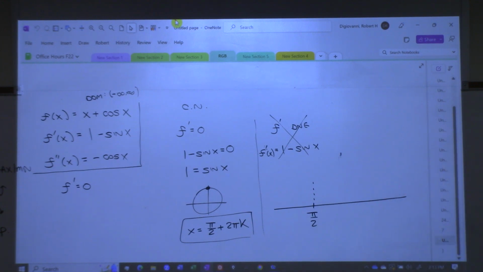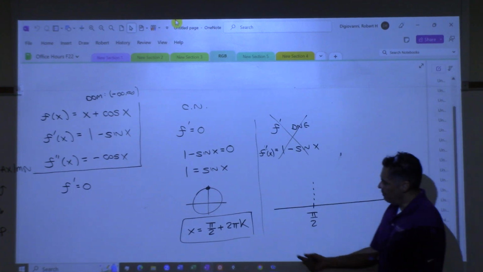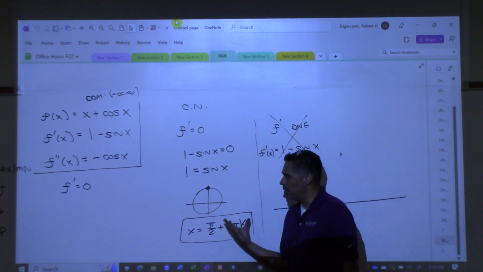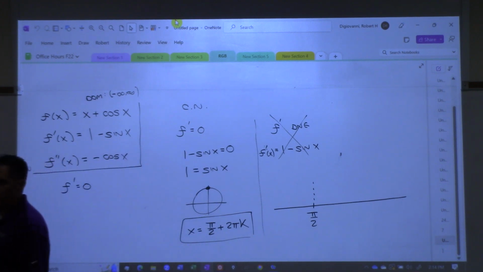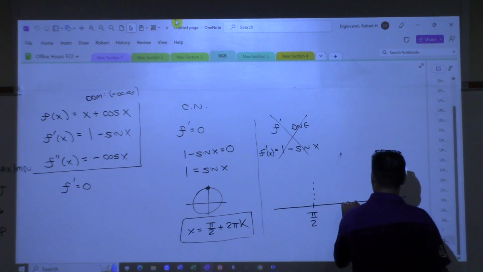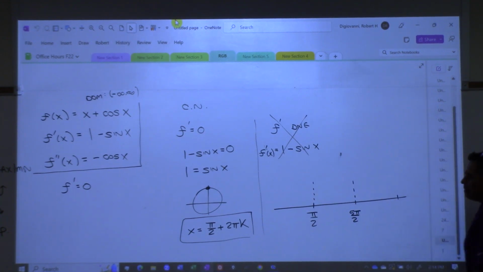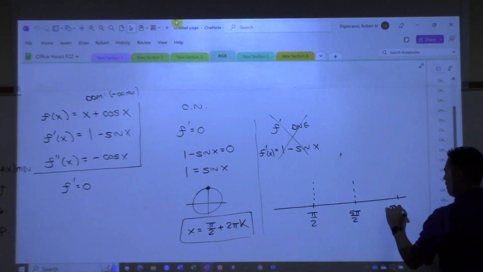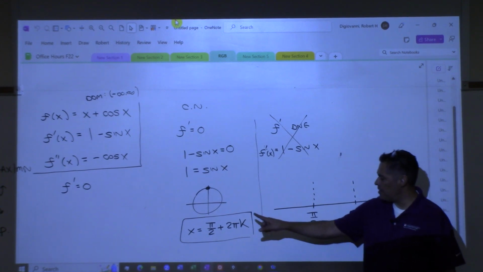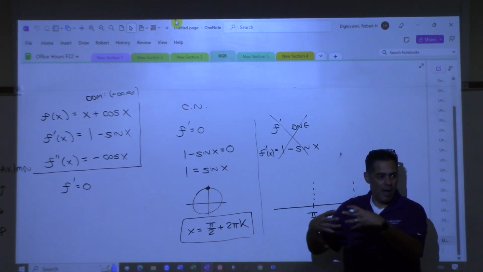What's another one? What happens if you add 2 pi to that? So if k is 1, you're adding 2 pi. You get a common denominator. 5 pi over 2 would be the next one. What would be the next one? What do you got? 9 pi over 2. What we're doing here is we're just replacing k with 1, then 2, then 3, and then combining with the common denominator.